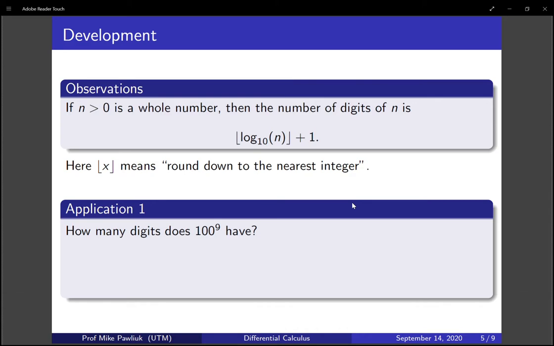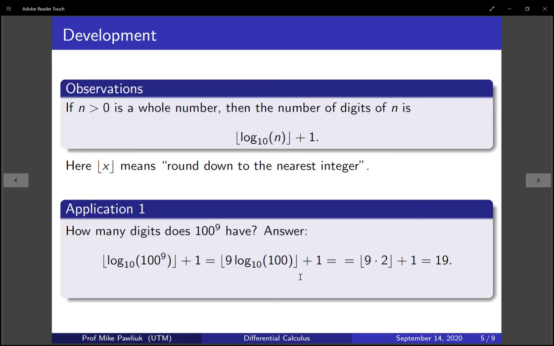So let's see a couple applications of this. How many digits does 100 to the 9 have? Well, if we plug it into our formula, then we can use log rules and pull out this 9, because logs play well with exponents. And we know what log base 10 of 100 is. It's 2. So the answer is, this number right here has 19 digits.